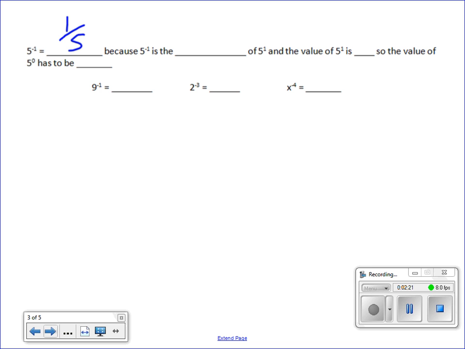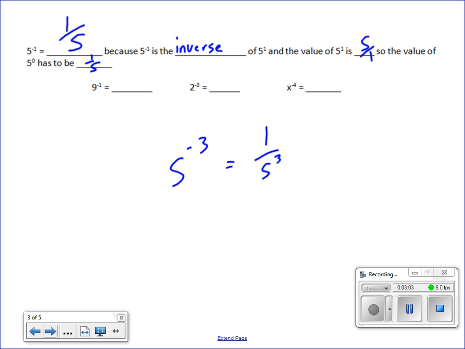Now let's look at negative exponents. 5 to the negative first. 5 to the negative first is going to equal 1 over 5. This is because 1/5 is the inverse of 5 over 1. And the value of 5 over 1 is equal to 5. It's the same as 5 over 1. So if I'm going to invert this, I'm going to flip it around to get 1 over 5.